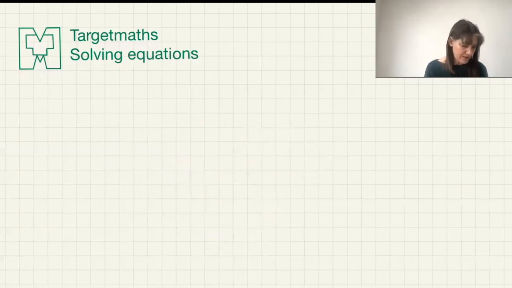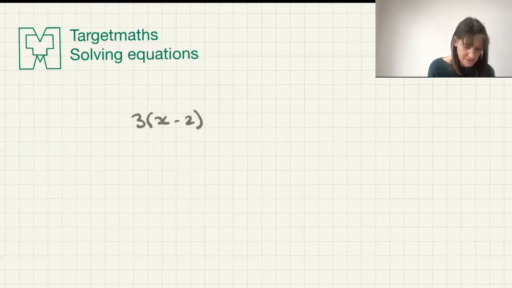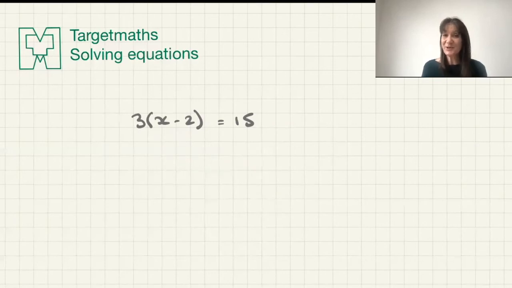Okay, moving on. We've got 3 times the bracket x minus 2 equaling 15. Now you know about brackets, so that's nothing to worry about. You know about solving equations, so that's nothing to worry about. So I think you should just have a go. See if you can get this question right. Hit play when you are ready.